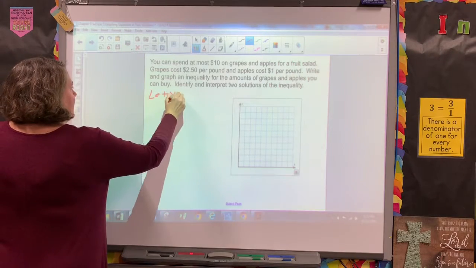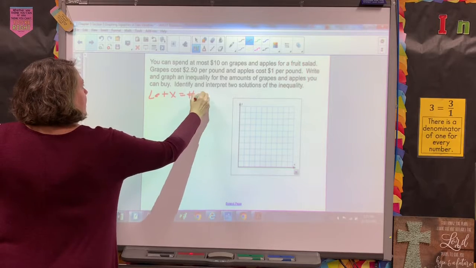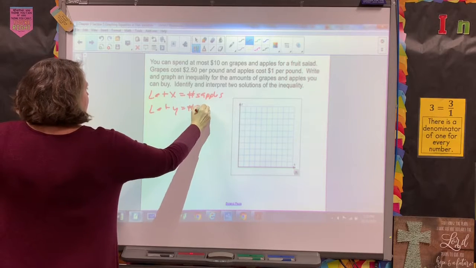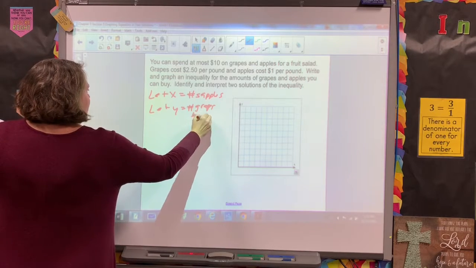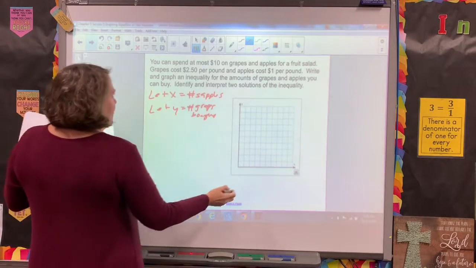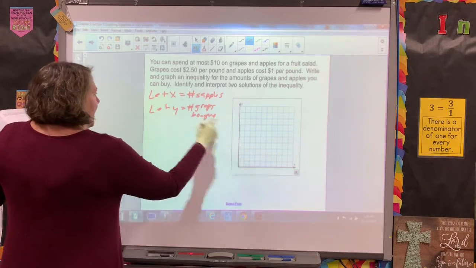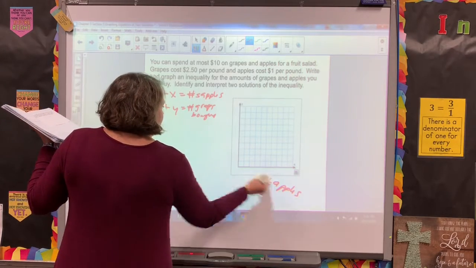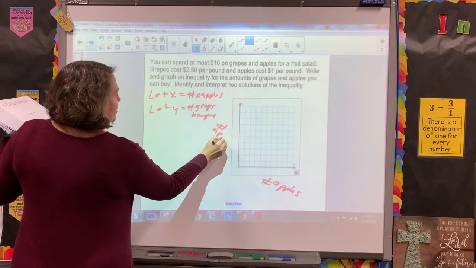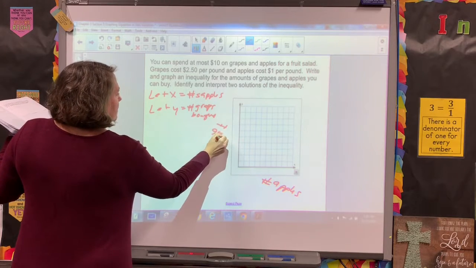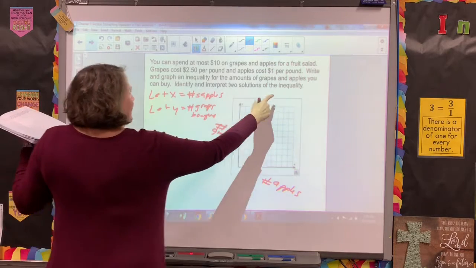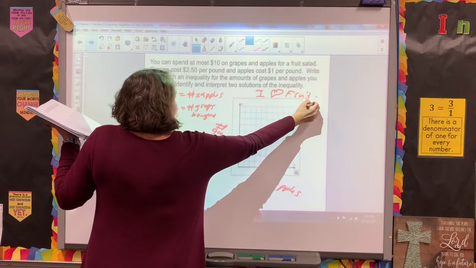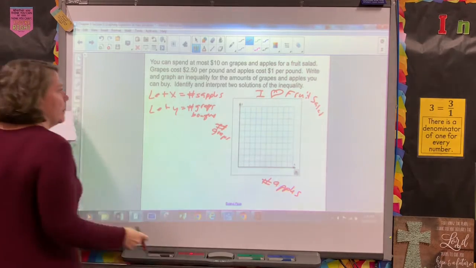So let x equal pounds of apples bought. Let y equal pounds of grapes bought. If you did yours opposite, your graph would just be opposite. You just have to be careful when you're grading. Now I'm going to do my labeling. X-axis is apples. Pounds of apples. This is grapes. And this is I love fruit.